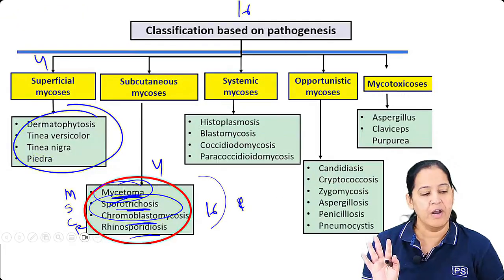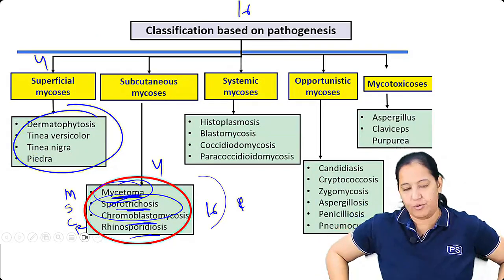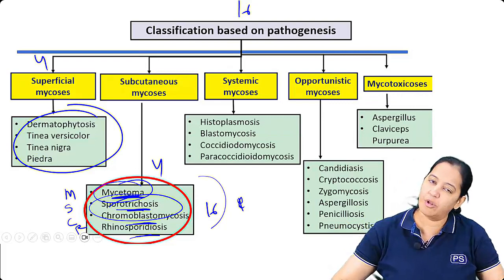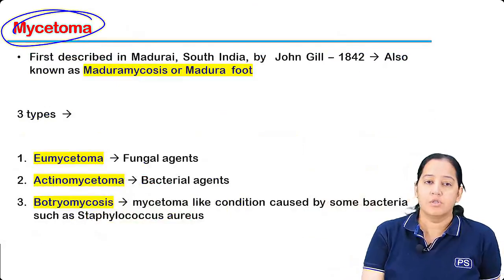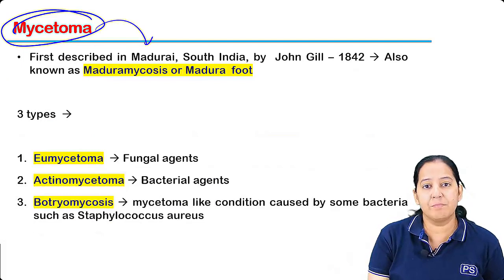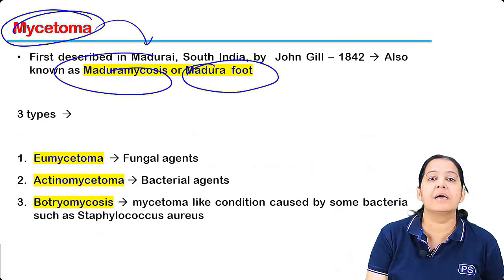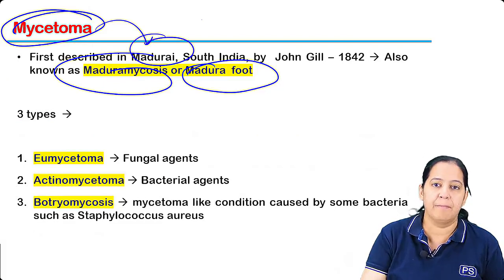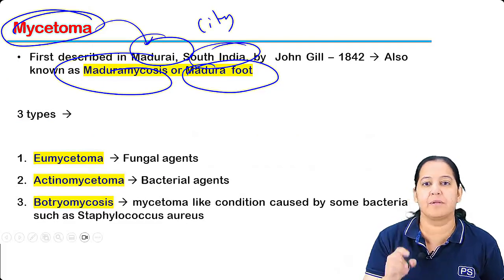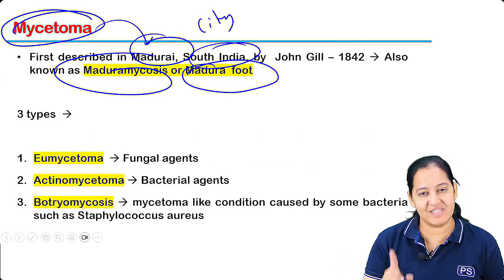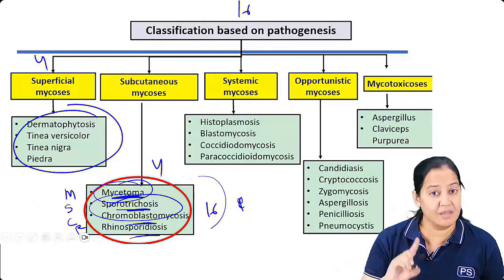Treatment, drug of choice: please learn. I have mentioned it now. You have to learn the drug of choice of all the organisms given in my chart by yourself; just read it once. So mycetoma is also known as Madura foot. Why is it known as Madura foot or Madura mycosis? Have you heard about Madurai? Madurai is a city in South India. The first case was discovered in Madurai, that's why it is known as Madura foot. Learn the other name: mycetoma, the other name is Madura foot.